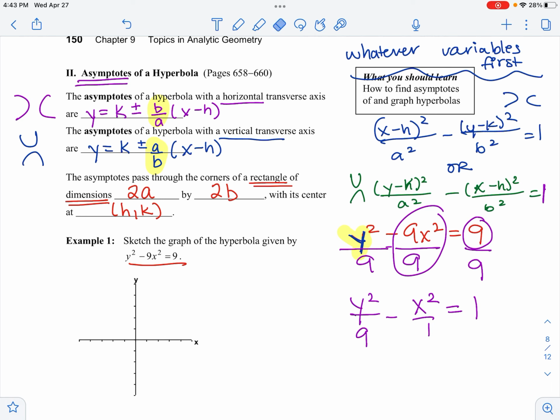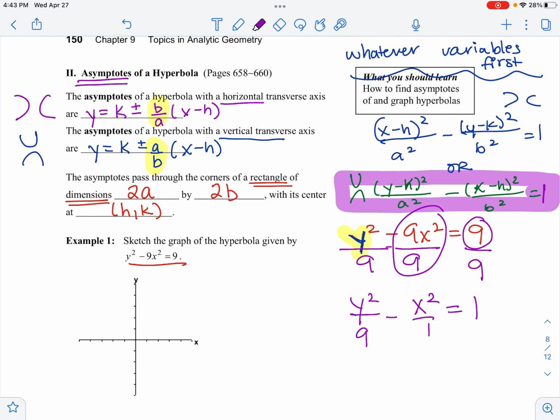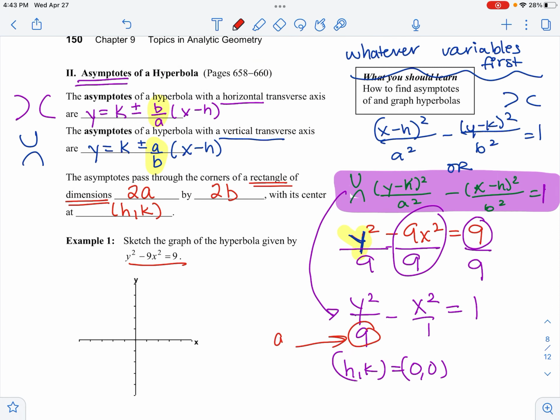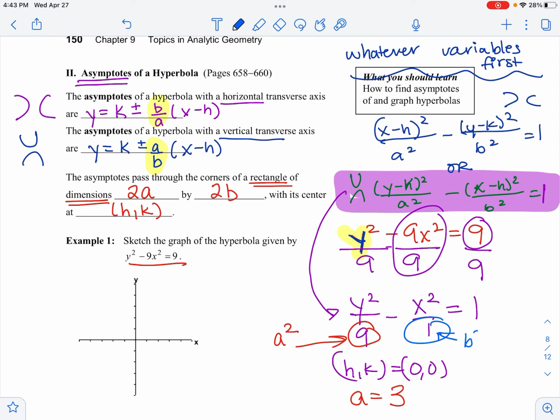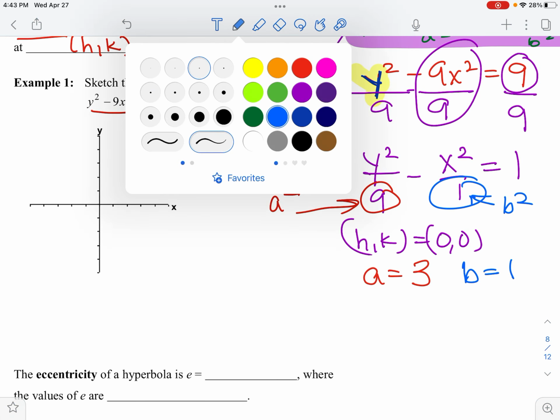So if I'm comparing this now to that general form right here and trying to break it down, our h comma k is going to be 0, 0. Our a squared is going to be right here, so a is the root of 9, which is 3. And our b squared is right here, so our b is a positive 1. So let me show you what we need to do with that, okay? Our h comma k is 0, 0.